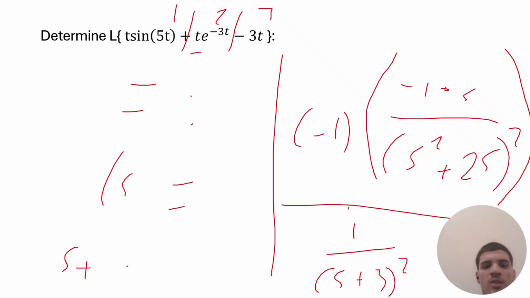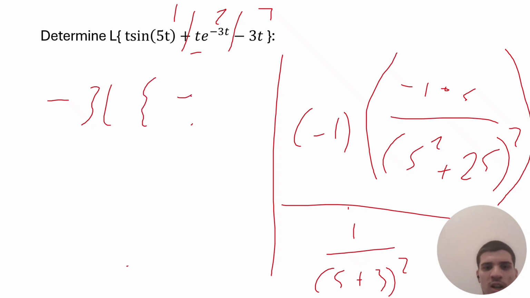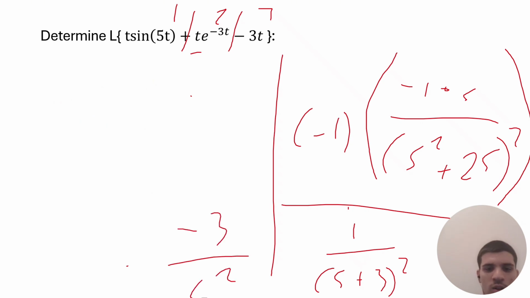The final one is quite simple. The final one is negative 3t. The Laplace of negative 3t is basically negative 3 outside. The Laplace of t is similar to the one before it, going to be 1 over s squared. And then we multiply this by negative 3. So our final answer for this one, not for the equation, but for the third one, is going to be negative 3 over s squared.